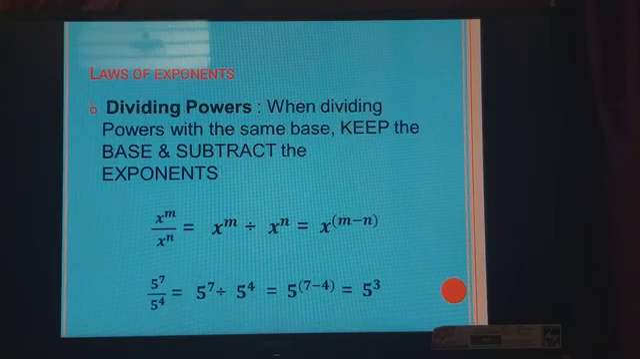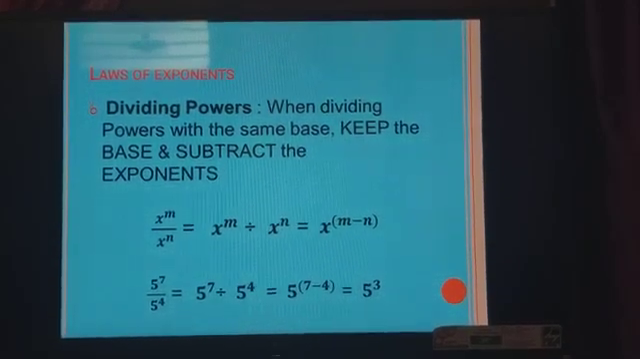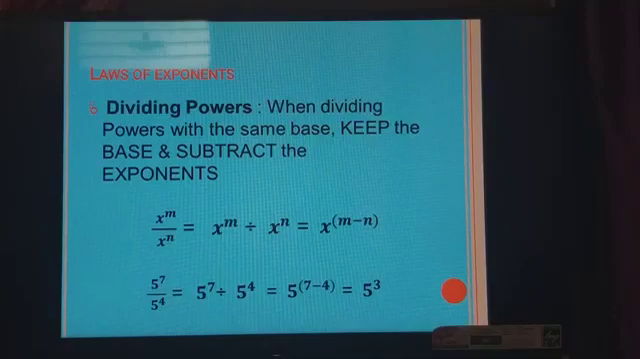In continuation of the laws of exponent, we have dividing powers. When dividing powers with the same base, keep the base the same and subtract the exponents. Here, x raised to m divided by x raised to n: we keep the base the same, that is x, and subtract the exponents, that is m minus n. Here 5 raised to 7 divided by 5 raised to 4 gives 5 raised to 7 minus 4, which is 5 raised to 3, that is 125.